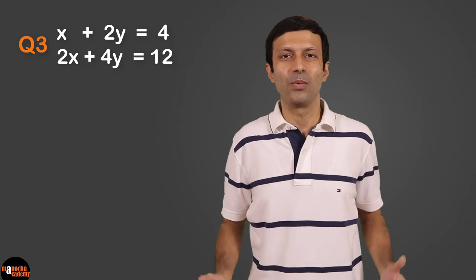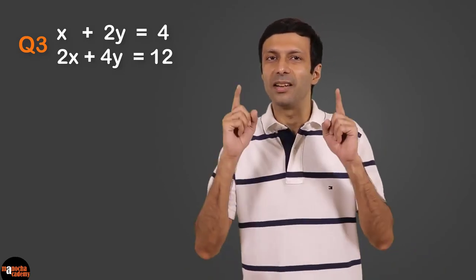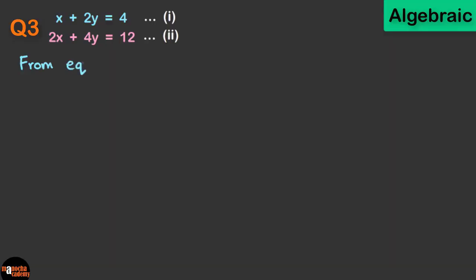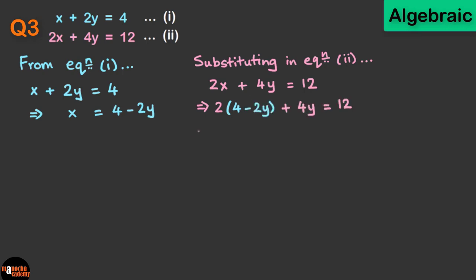Once again, we are going to solve it with the algebraic and graphical method. So let's start off with the algebraic method. From equation 1, x plus 2y equal to 4, we get x equal to 4 minus 2y. Now let's substitute x from equation 1 in equation 2. On simplifying, we get 8 equal to 12.